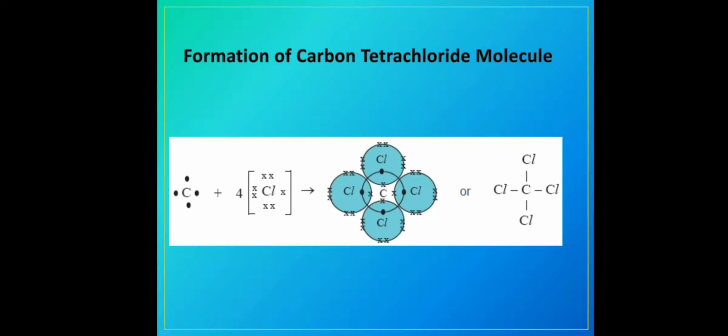Next, we shall see the formation of carbon tetrachloride. Carbon has 4 electrons in its valence shell, and chlorine, as we discussed in the earlier compounds, has 7 electrons in its valence shell. So it wants only one more electron, but carbon here has 4 electrons and is ready to share 4 electrons. So in that case, 4 chlorine atoms combine with one carbon atom to give you the structure of carbon tetrachloride.